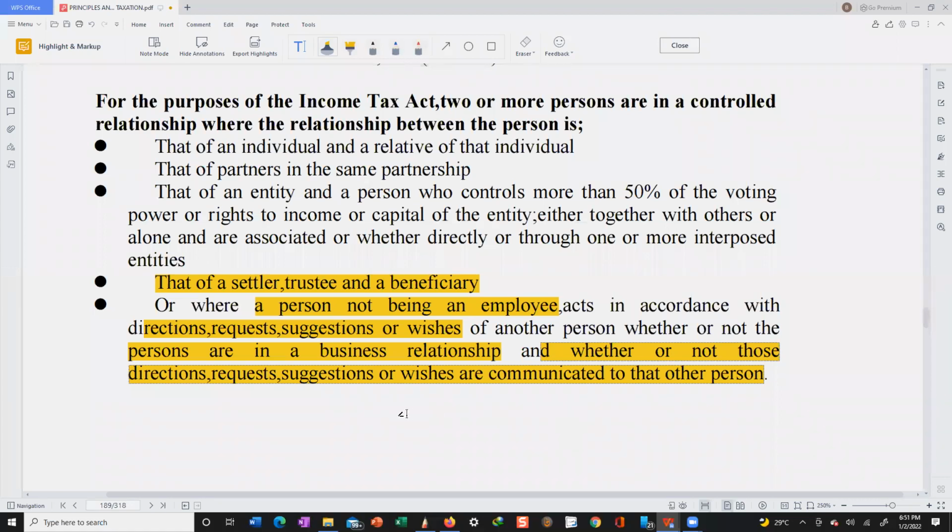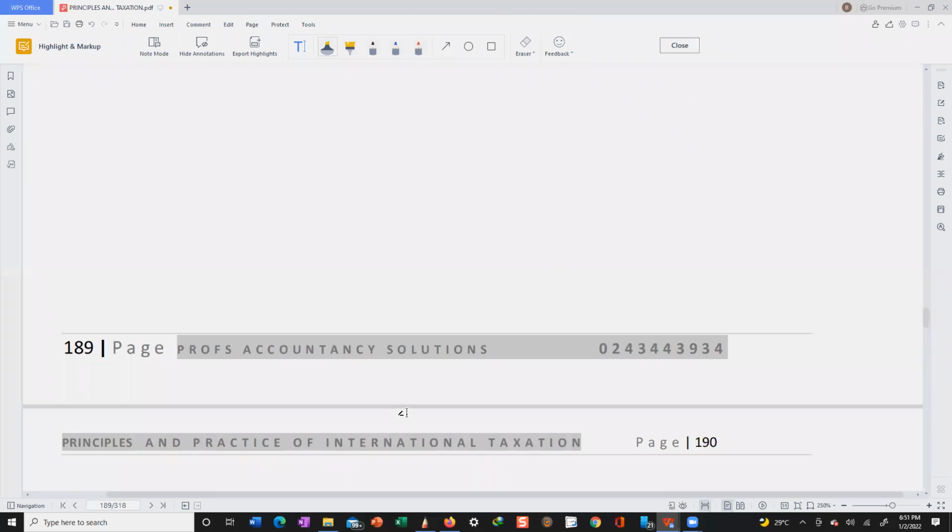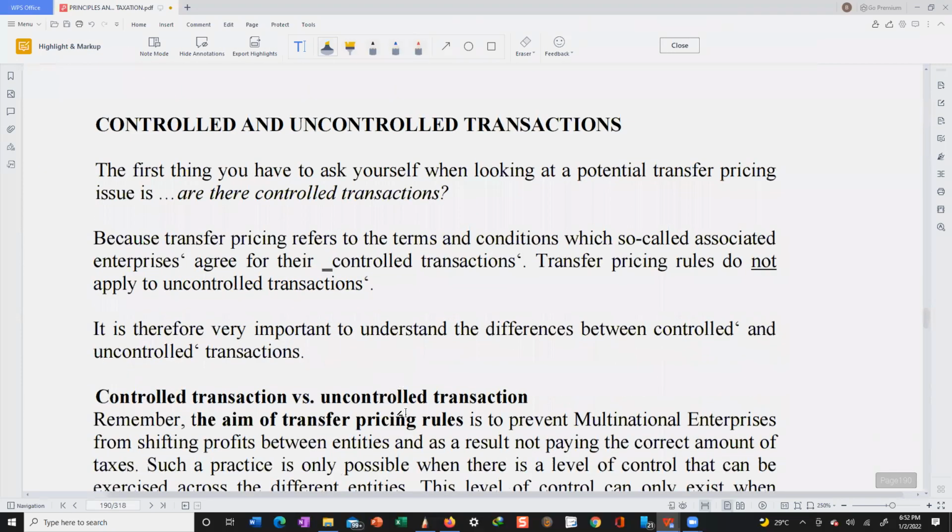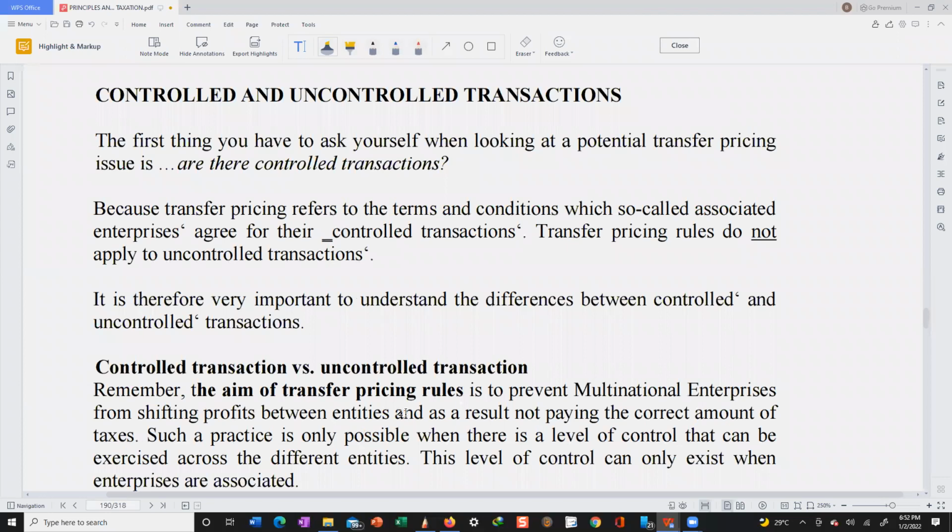Controlled transactions are transactions between persons in a controlled relationship, and uncontrolled transactions are transactions between unrelated parties. So the first thing you have to ask yourself when looking at a potential transfer pricing issue is, are there any controlled transactions? That is what you are looking at.